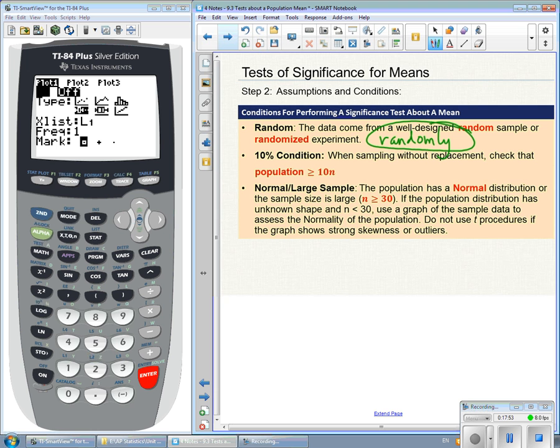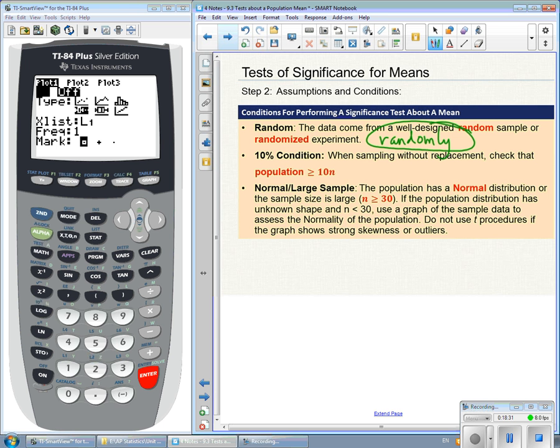Just like it was with the proportion, if I'm sampling without replacement, then we want to make sure our population is at least 10 times our sample size. So if I'm dealing with an infinite process, I don't really have to list this condition. Like if I'm dealing with a production line, like I'm producing cereal boxes, and I know I'm just going to keep producing cereal boxes, it's not as big a deal about sampling without replacement. But if I'm dealing with a finite population and I'm sampling without replacement, then I want to make sure that I list this condition. As a general rule, it's always safe to list it, and that way you don't have to worry about losing points for forgetting it.